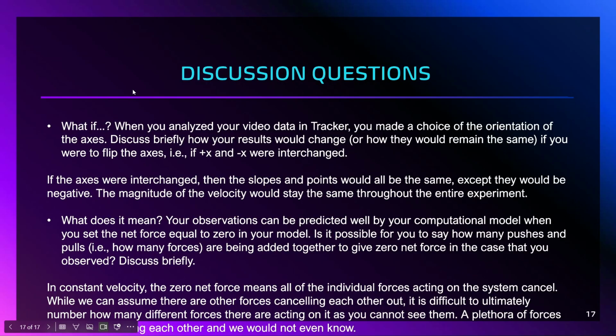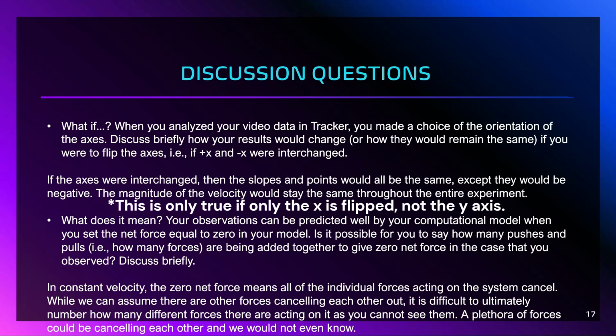And for the discussion questions, if we flipped the axes and made plus x into negative x, then it's going to make all the points basically the same, except they're going to be negative, as well as the slope. The slope's going to be negative, because you're going in the opposite direction. The velocity goes negative too, but the magnitude of that is going to stay the same throughout the entire experiment because it's constant.